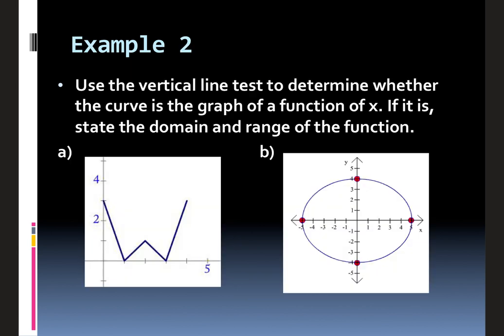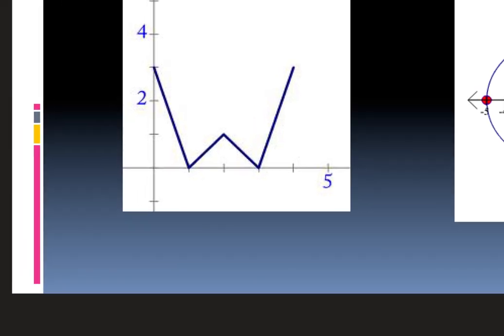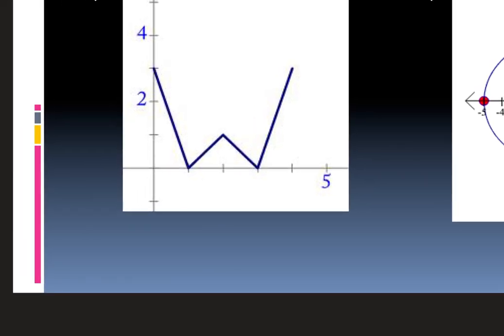All right, so example 2 says use the vertical line test to determine whether the curve of the graph is a function. If it is, state the domain and range of the function. So I'm going to start with A. Is A a function? Yes, no matter where I draw a vertical line, all those vertical lines only hit that graph at 1 point, right? So it is a function.